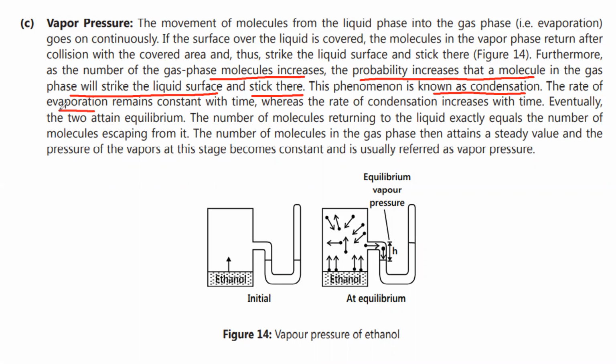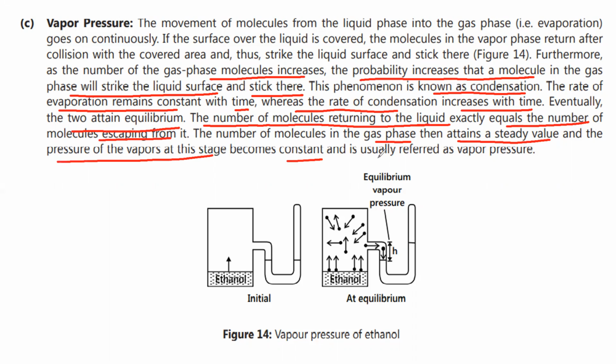The rate of evaporation remains constant with time, whereas the rate of condensation increases with time. Eventually the two attain equilibrium, that is, the rate of forward action is equal to the rate of backward action. The number of molecules returning to the liquid exactly equals the number of molecules escaping from it. This is called the equilibrium condition. Then the number of molecules in the gas phase attains a steady value and the pressure of the vapors at this stage becomes constant and is usually referred to as vapor pressure.